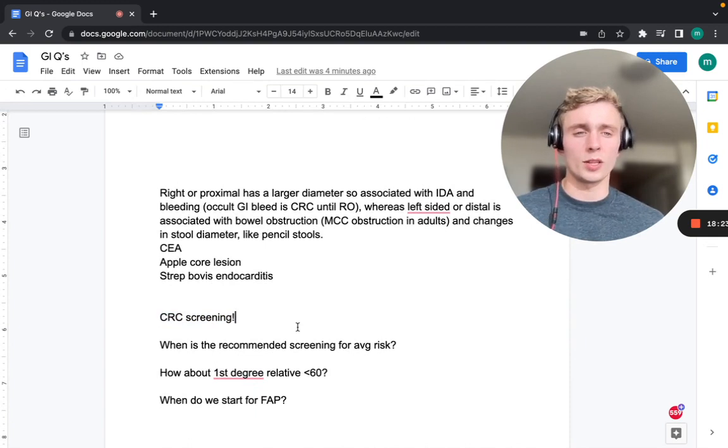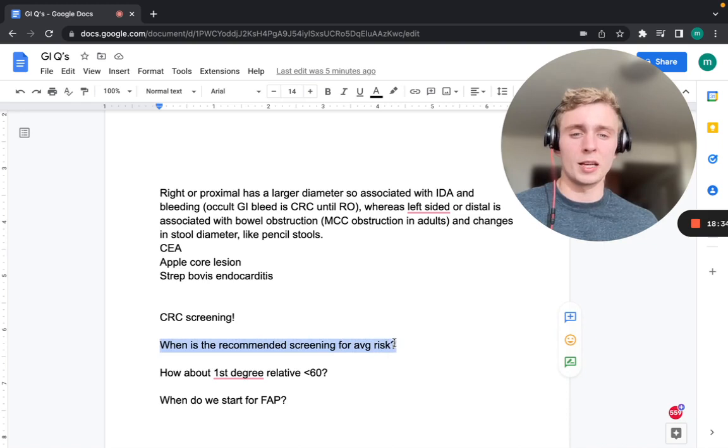They might give you a patient with an age and a history, and they ask you, well, what about this patient? Based on their family member, when should we screen them? So when is the recommended screening for an average risk patient? Just a good old average risk patient, when do we screen them? How about a first degree relative that's under 60 years old? So they had a first degree relative with it and they're under 60 years old. And when do we start screening for familial adenomatous polyposis, FAP?